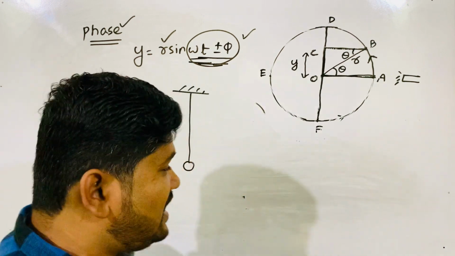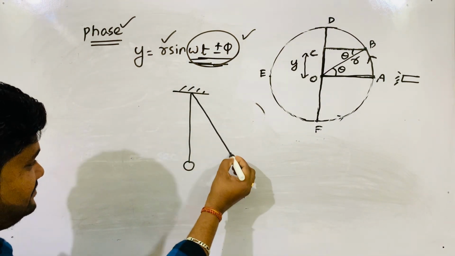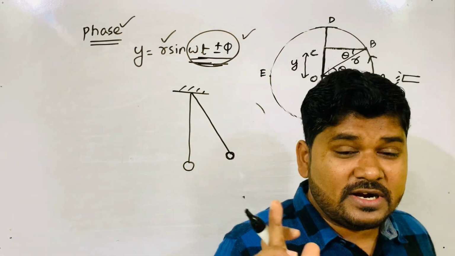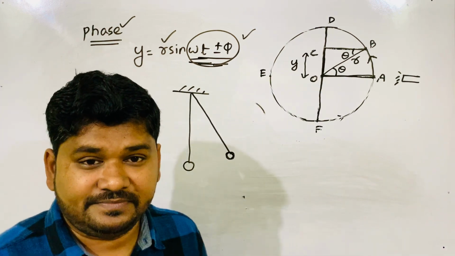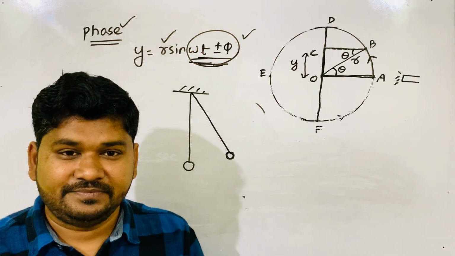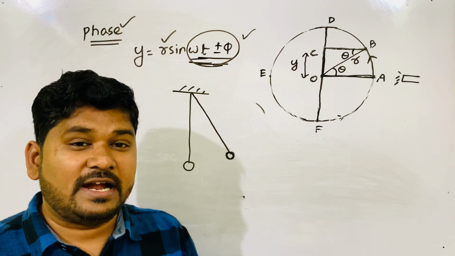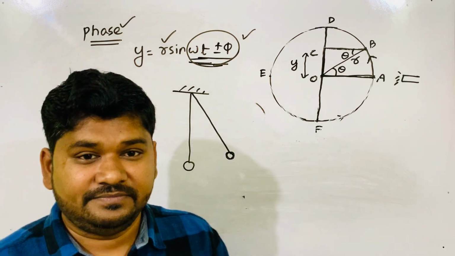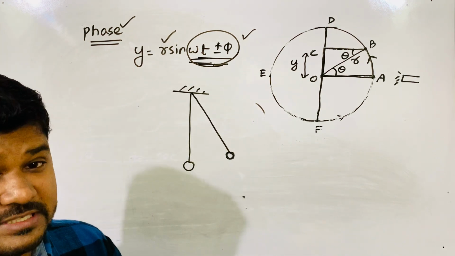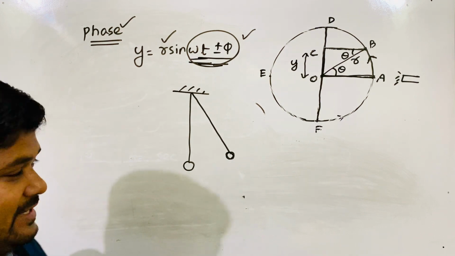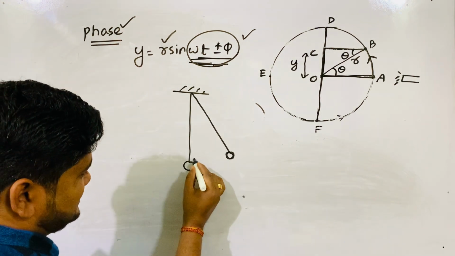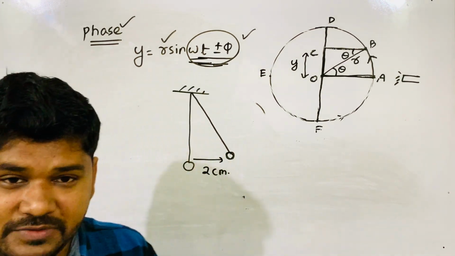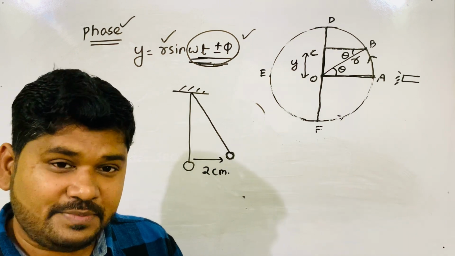Suppose when the person asks, the body is here. At that instant, the person wants to know the situation of the motion. Then you tell that the body is here. How will you explain to that person the position of the body? You will tell that suppose this displacement is 2 centimeter. You will tell that the body is 2 centimeter from the mean position. Then the person can understand.